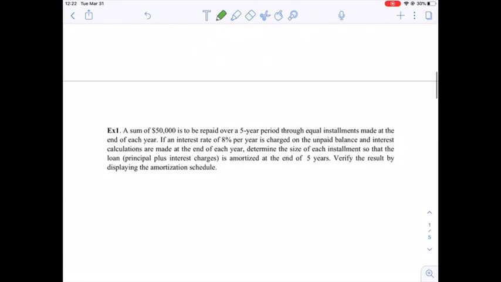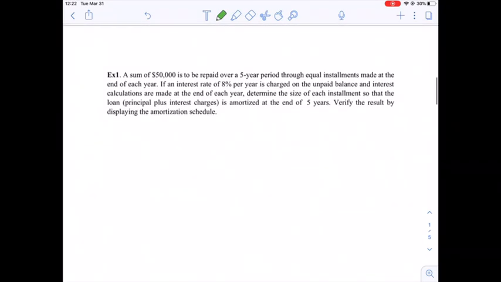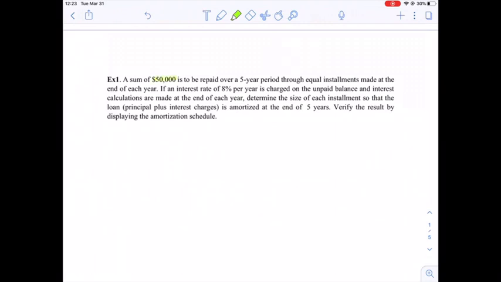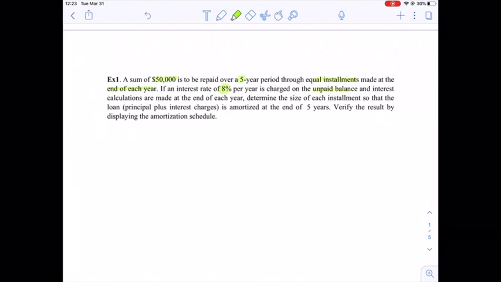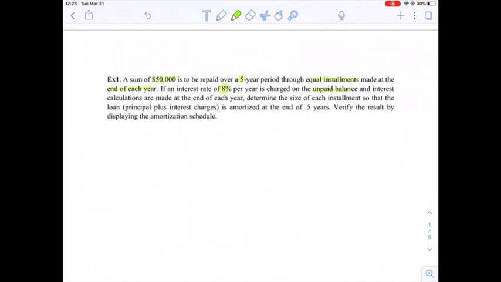Now let's take an example of amortization. Here we are given a sum of 50,000 paid over 5 years, with equal installments made at the end of each year. The interest rate is 8% per year and is charged on the unpaid balance, and interest calculations are made at the end of each year. Determine the size of each installment so that the loan, the principal plus the interest charges, is amortized at the end of the 5 years.